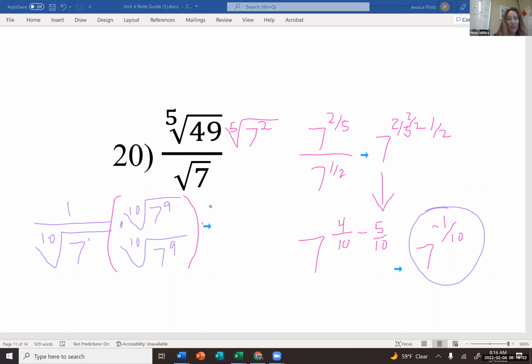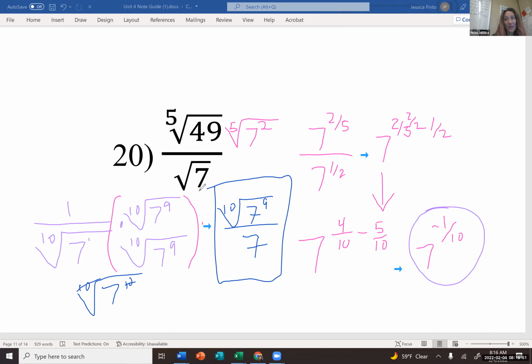Now I get my final answer of, and in dark blue, the 10th root of 7 to the 9th power. This would be 7 to the 10th power over 10. The 10s cancel out. It's just a 7 here. And this is my final answer.